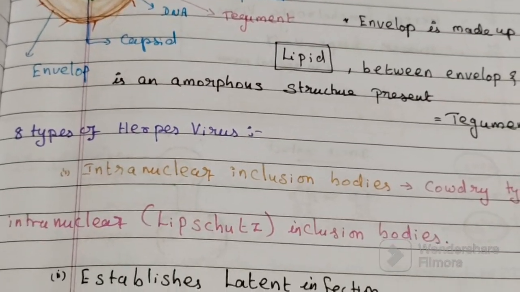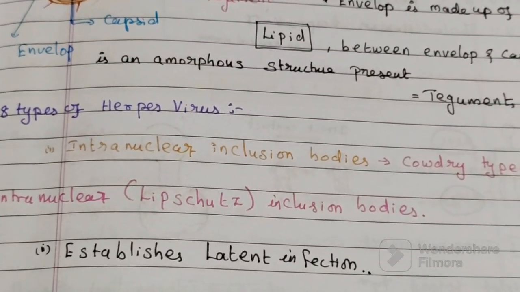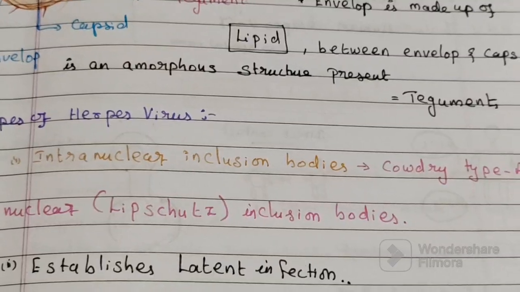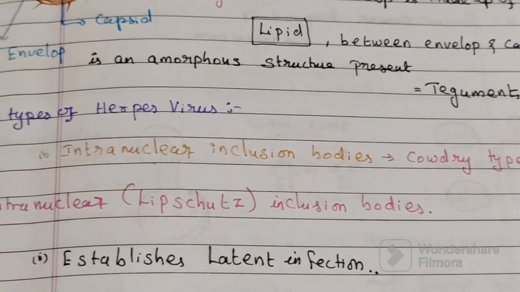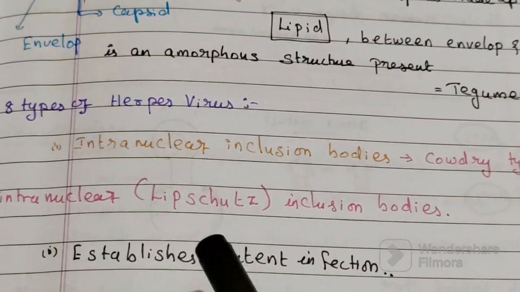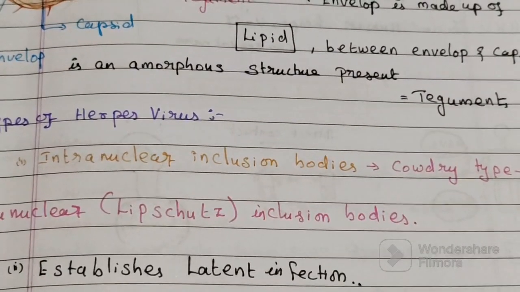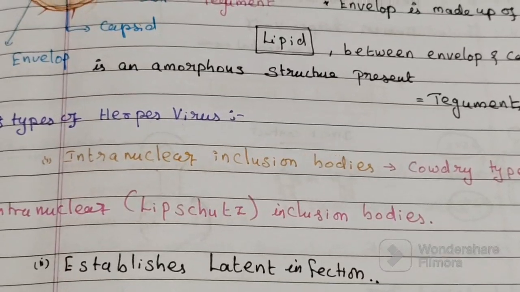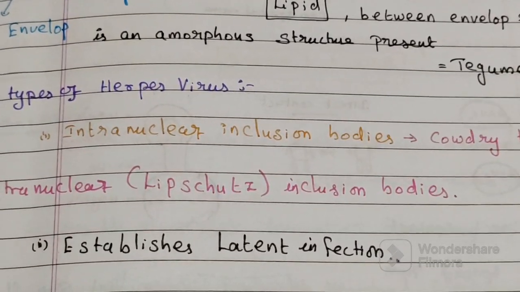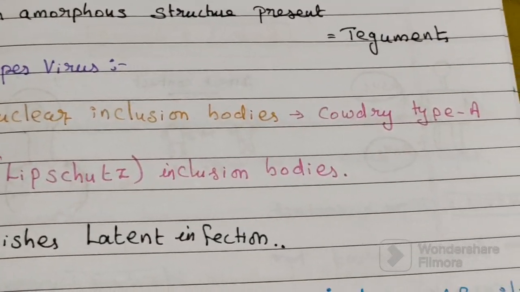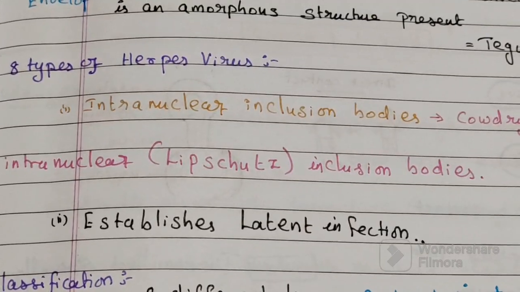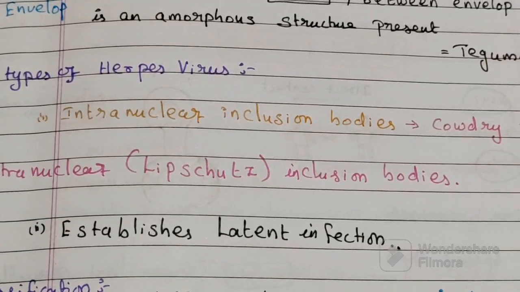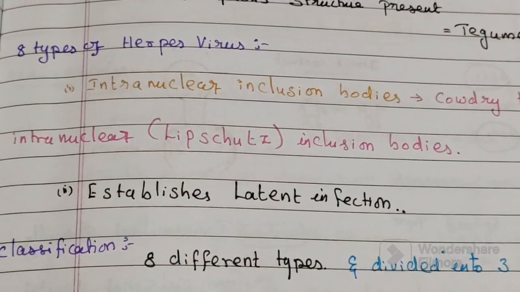There are 8 types of herpes virus, all of them having intranuclear inclusion bodies, specifically Cowdry type A inclusions. All of them establish latent infection.